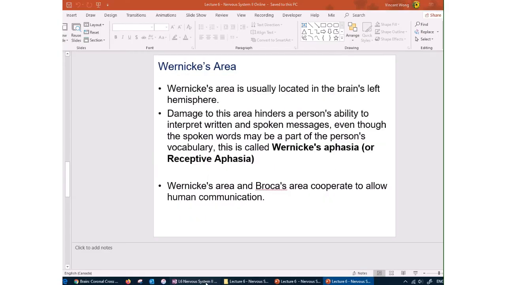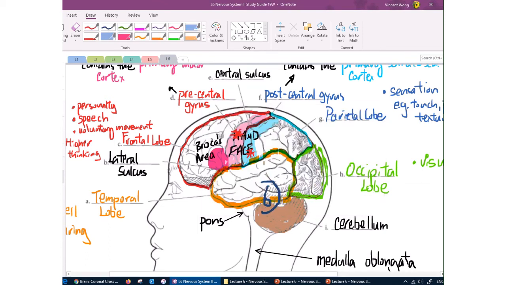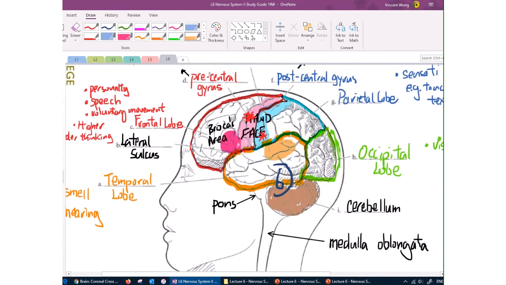Let's quickly go to this diagram again, and we're going to add the Wernicke's area this time. It is located somewhere here. Okay, in the temporal lobe, because after all, the temporal lobe is where auditory information is processed. Okay, so that is the Wernicke's area. Let me just add that for you. Wernicke's area. Okay.